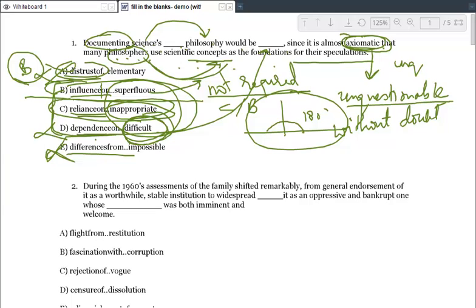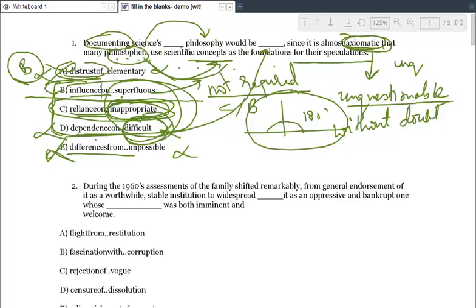So we always use the elimination technique. You have eliminated A, you have eliminated E, you have eliminated D. Inappropriate, how? What is the basis of appropriate or inappropriate? There is no such basis. There is no logical answer for that. Documenting science's reliance on philosophy would be inappropriate on what basis?